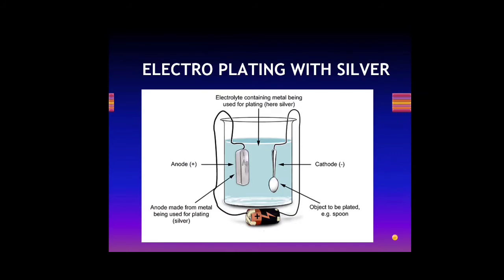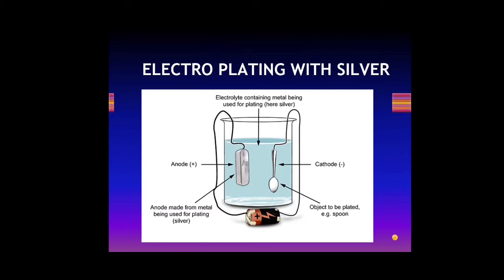Let's see electroplating with silver. Now imagine you want to electroplate a spoon with silver. It's a steel spoon or any other spoon, but you want to electroplate it with silver. In that case we have to take the anode as pure silver metal. The electrolyte here, they have shown a blue color solution, should contain any electrolyte which contains silver.